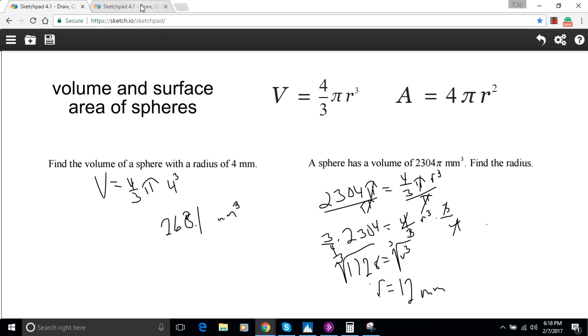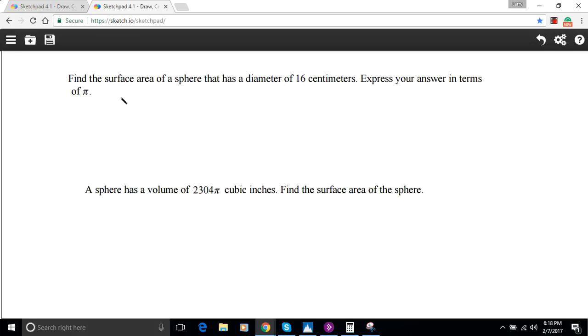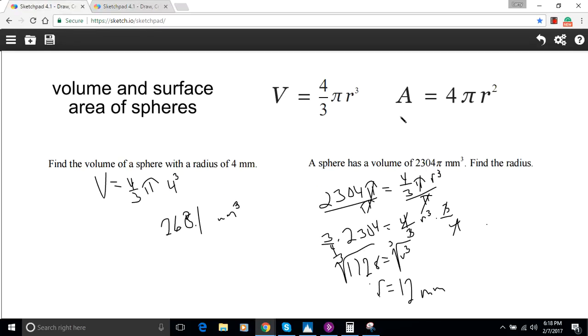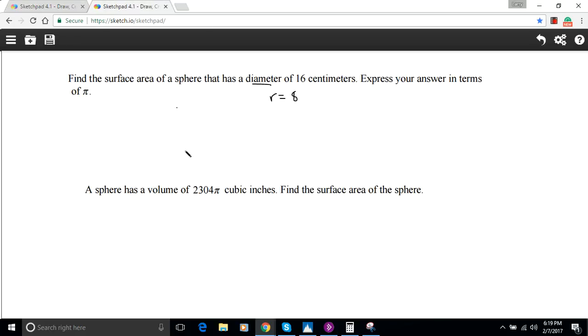All right, let's do a couple more. This next one deals with surface area. It says find the surface area of a sphere that has a diameter of 16 centimeters and express your answer in terms of pi. Well, first of all, this is diameter. We deal with radius in these formulas, so let's write that down so we don't make a mistake. Radius equals 8. And then let's look at that formula again. The surface area of a sphere is 4 times pi times the radius squared. So we're going to have 4 times pi times 8 squared.